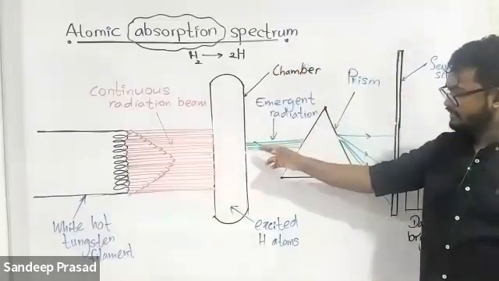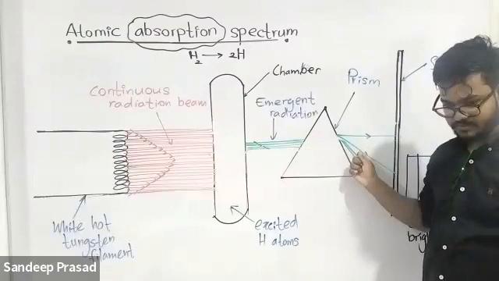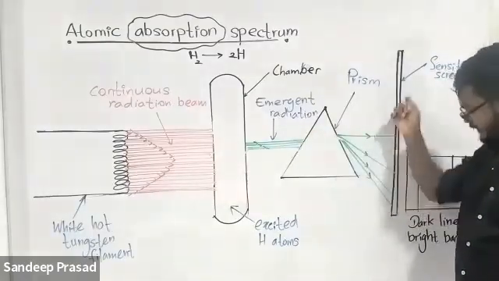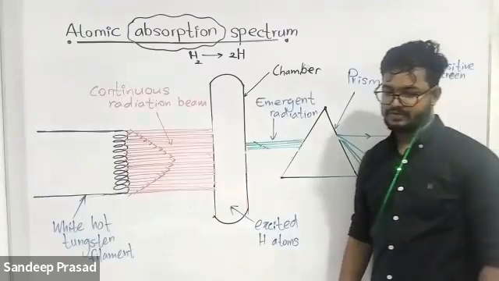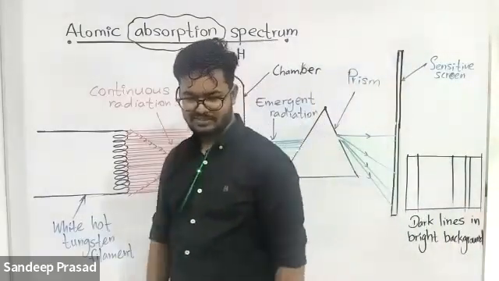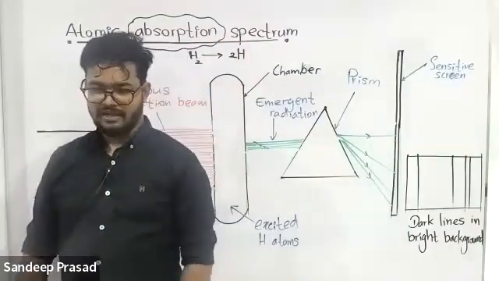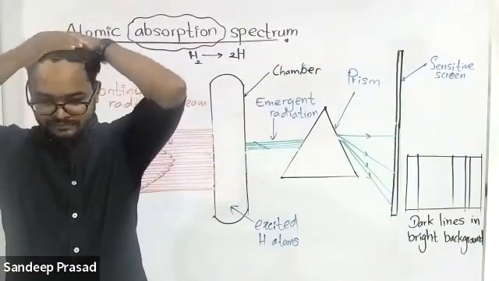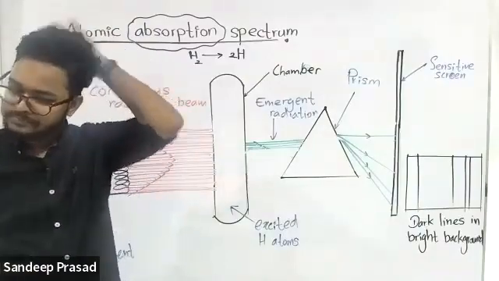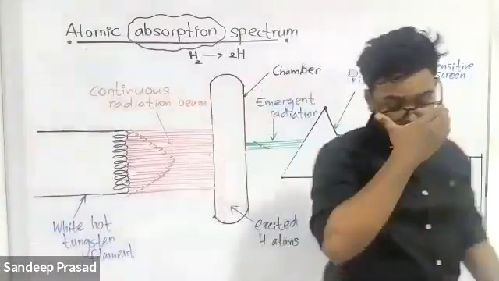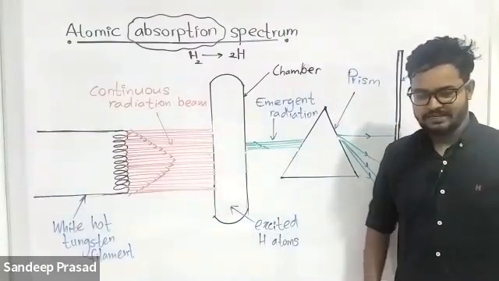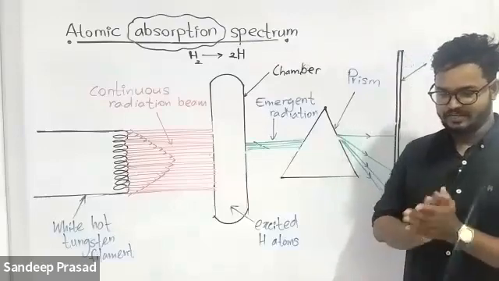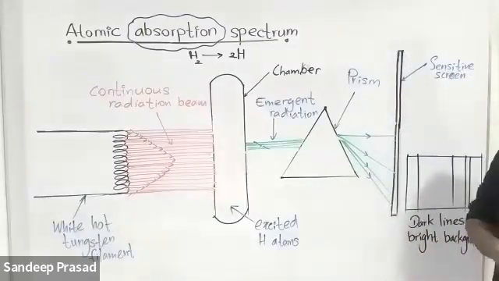And remember, these emergent radiations are going through a prism, and you are getting the same amount of energy radiations through this prism, and we can analyze that through a sensitive screen. Is this difficult? No, right? Any doubts? Quickly. Any doubts? Anything? Wow, you are very talented, Nick. Okay, very good. That means all of you understood me.